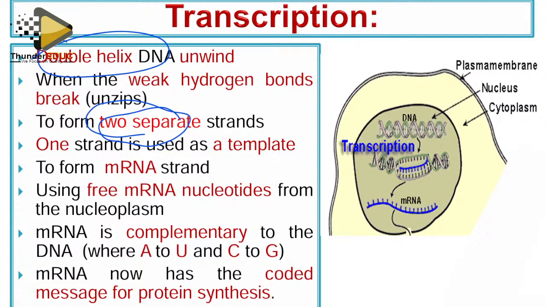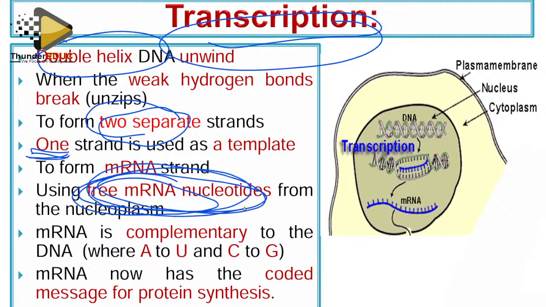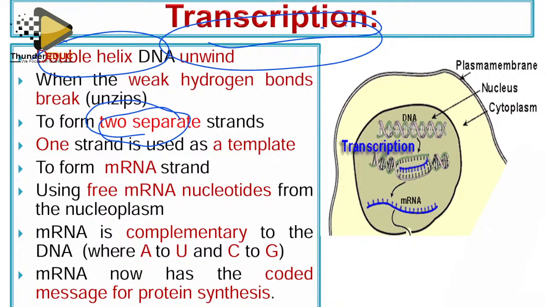Then we say that each strand acts as a template when it is about DNA replication. But when it is about transcription, you say one strand is acting as a template. Using free floating DNA nucleotides if you're talking about DNA replication. But if you're talking about transcription, you are forming a messenger, therefore we use free messenger RNA nucleotides from the nucleoplasm. A messenger RNA which is complementary to DNA is formed. Is it clear?